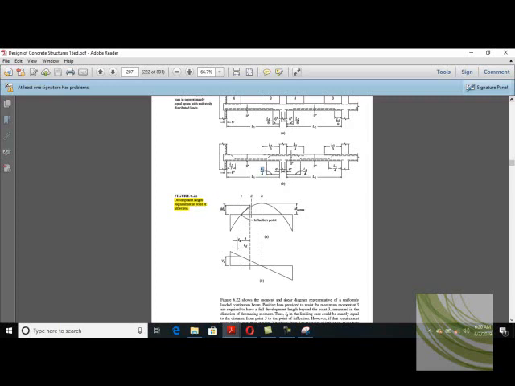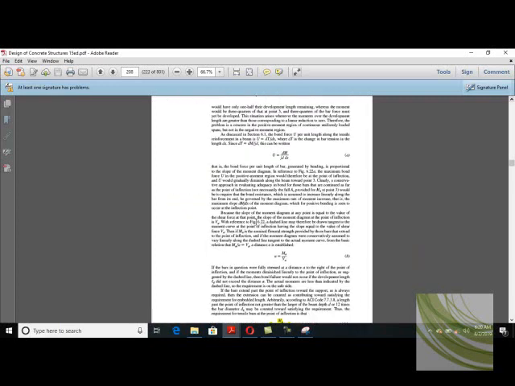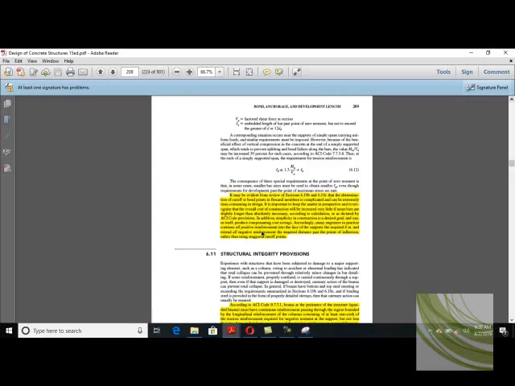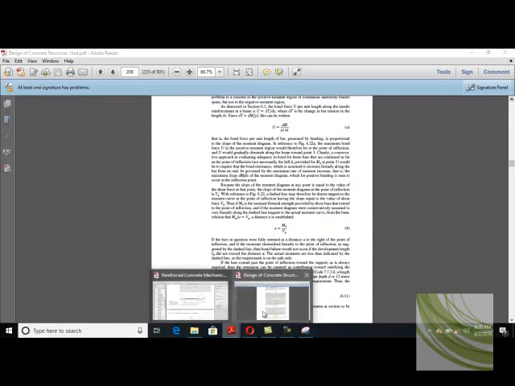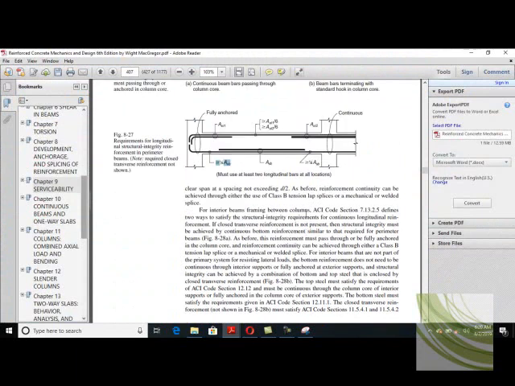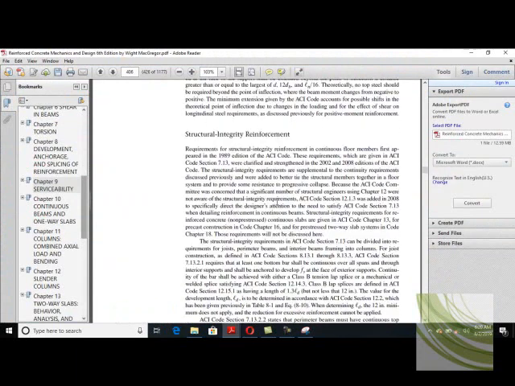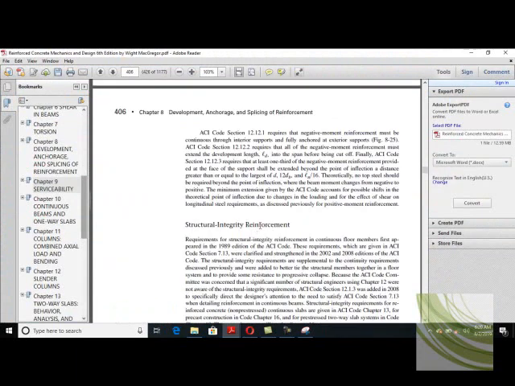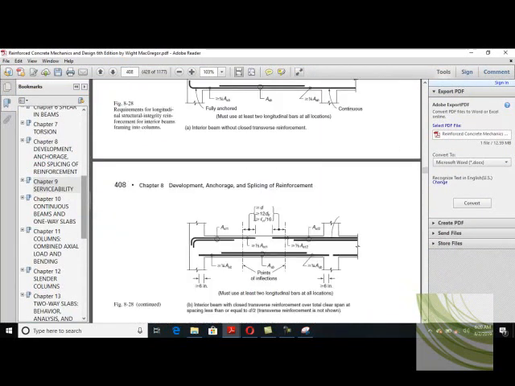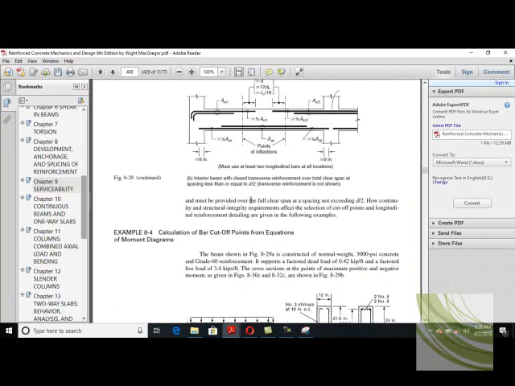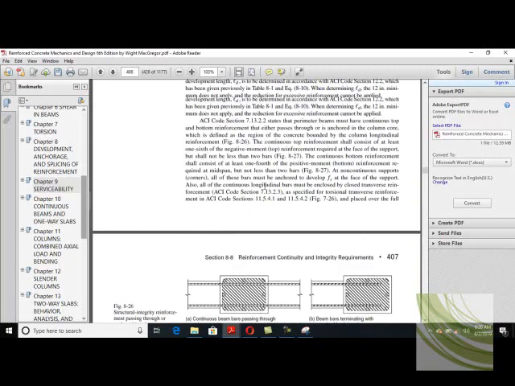Inshallah, we will continue our lecture beyond this diagram, and you will see other restrictions from ACI. After that, inshallah, we will start the numericals. Basically, McGregor also explains these criteria, the structural integrity, and how far your bar should be extended. So I think we will also cover McGregor as well, and after that, inshallah, we will read numericals.